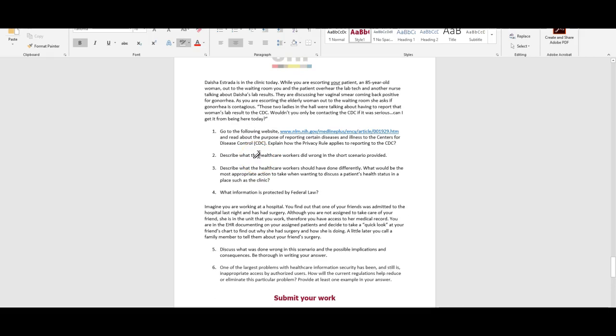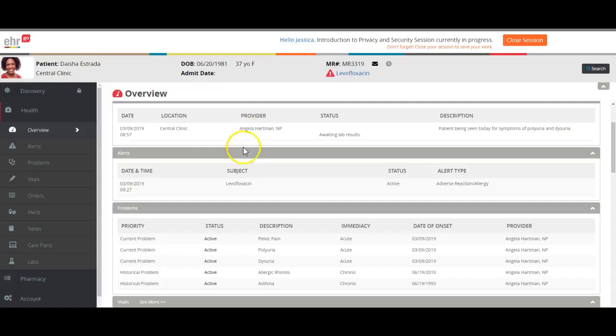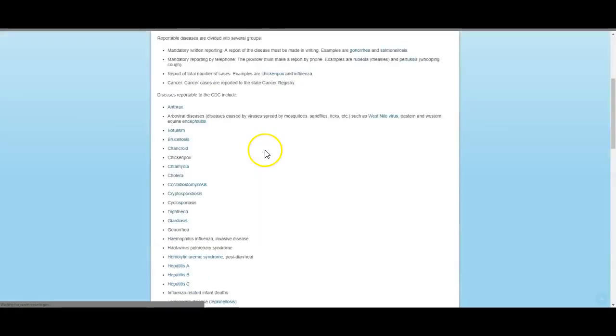Those 2 ladies in the hall were talking about having to report that woman's lab to the CDC. Wouldn't you only be contacting the CDC if it was serious? Can I get it from being here today? So your instruction is actually to follow this website. So this will pop up in another window in just a second. And then you answer these questions from Medline Plus here.